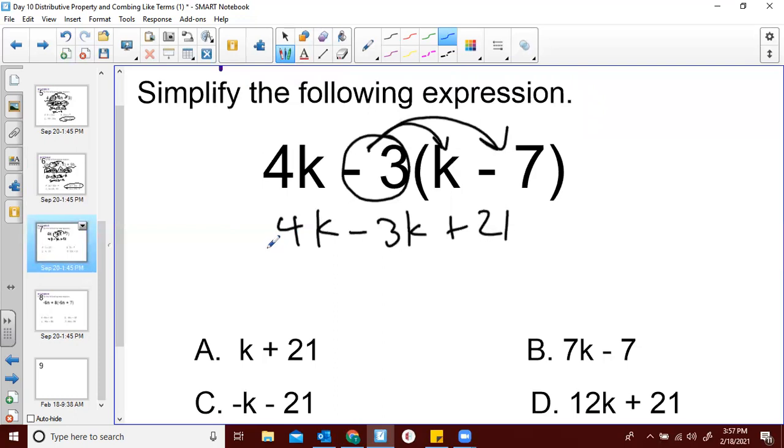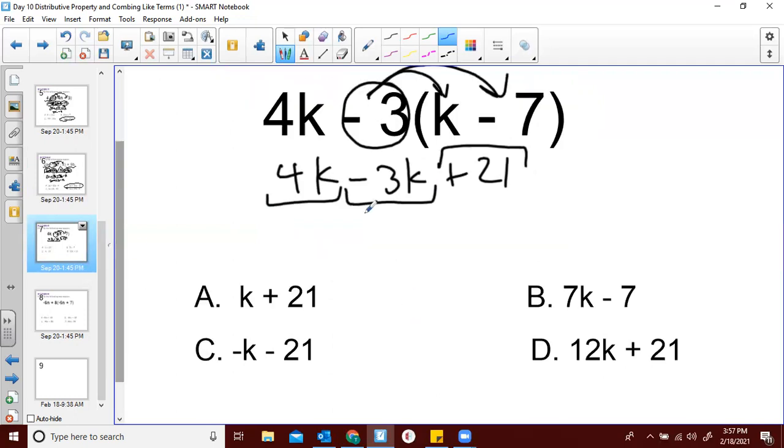Well, we know that this is going to be one team, 4k, and negative 3k. And our plus 21 is going to be a team by itself. So let's combine. Well, 4 minus 3 is 1k, and we don't have to do anything to 21, but we know that we don't even really need this 1 here. If you want to write it, that's fine. Just know that it's probably not going to be written with your answer.